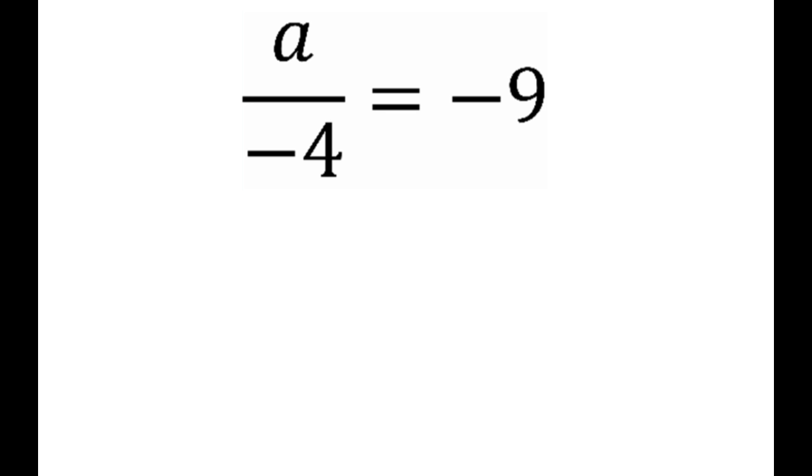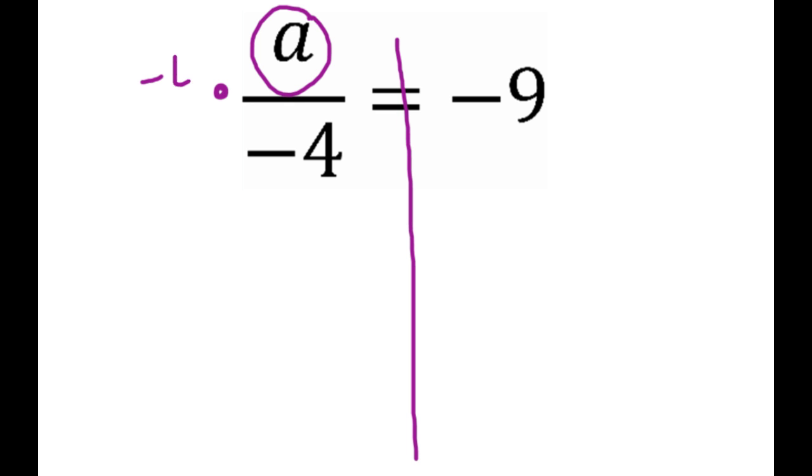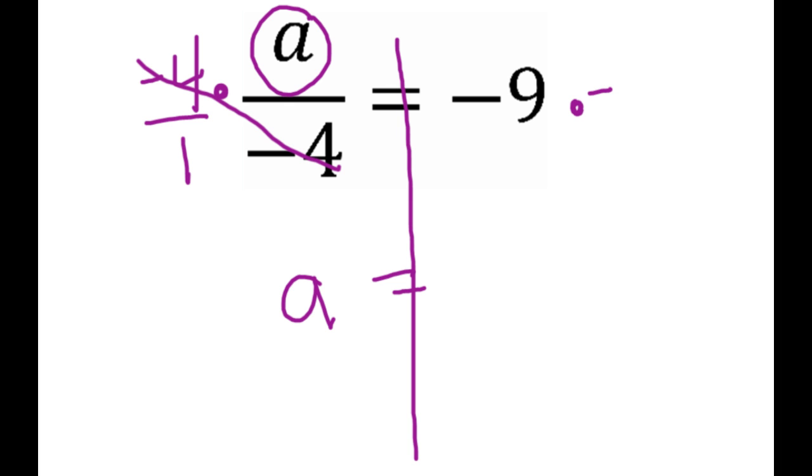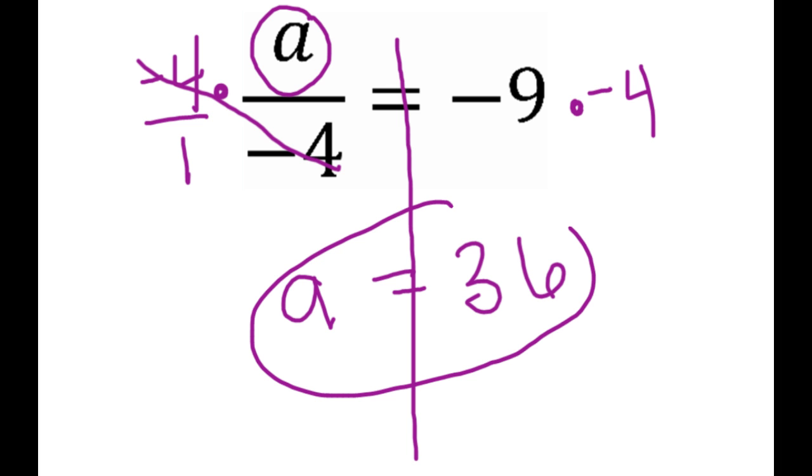Okay, now we have A divided by -4 equals -9. So I draw my line, I circle my variable. To undo division, I'm going to use multiplication. So when I am multiplying -4 over 1 times A over -4, these cancel out. So I'm left with A equals, I almost forgot to multiply by -4 over here. What's -9 times -4? A negative times a negative equals a positive. So -9 times -4 is a positive 36. So I circle it, and that's my answer.